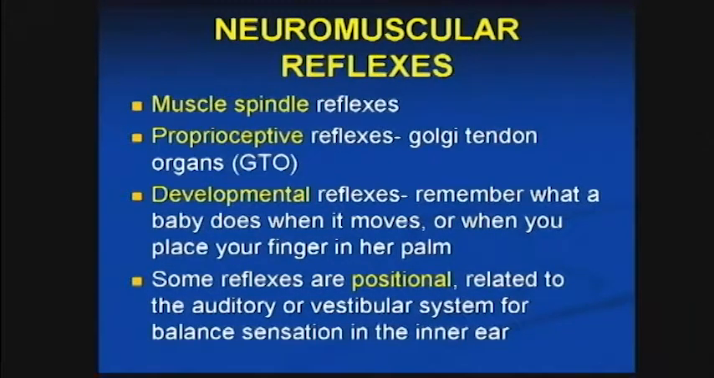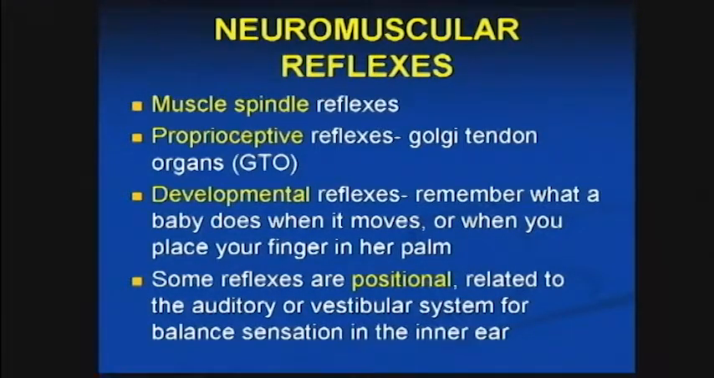There's developmental reflexes. Anybody out there have children? Anybody have little babies? Anyone ever played with a baby? Right, when you go to grab the little baby's hand, maybe they're 4 to 6 weeks old, and you're just playing, and you see, oh, grab my finger, and then you can't take your finger away. The baby automatically grabs whatever is put in the palm. Well, that's a primitive reflex or a developmental reflex.